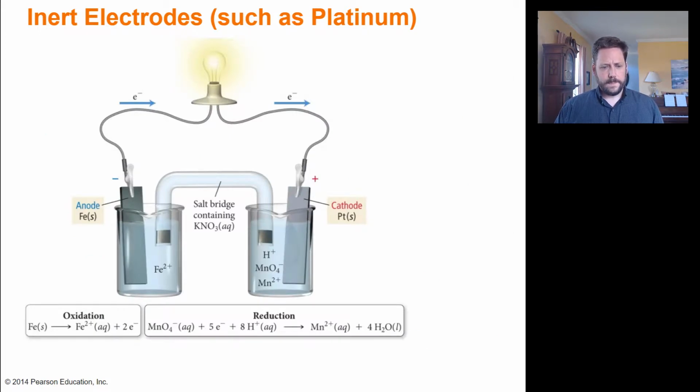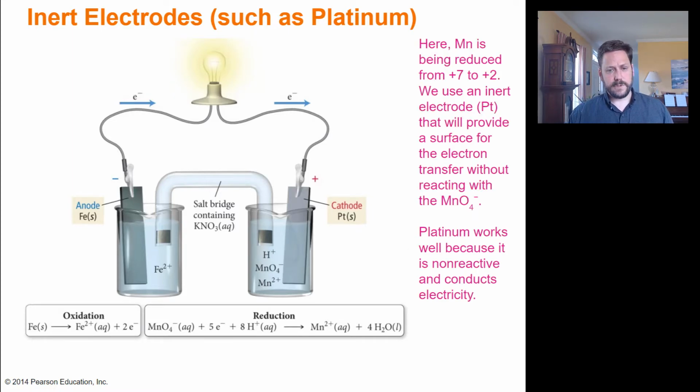Here's one more that's a little bit of an exception. You can see that a platinum electrode is being used here, and the solution contains all sorts of ions. And if you remember, the permanganate anion is often going to be involved in redox reactions where it's reduced to the manganese cation, which is 2+. Manganese in the permanganate anion is actually +7 in an oxidation state. So here the manganese is going from +7 to +2.